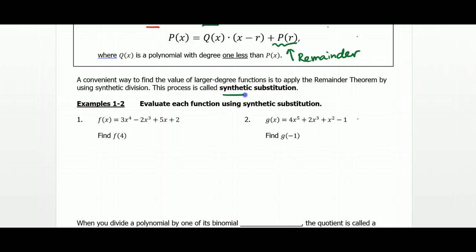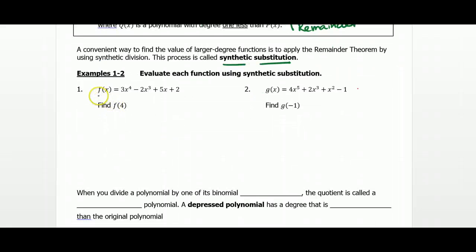It's called synthetic substitution to evaluate each of these functions, rather than just plugging in the inputs and doing order of operations. Okay, so let me show you how this works. We all know, hopefully, that if I gave you the function f of x here and asked you to find f of 4, one way you could do that is just by plugging in a 4 for x everywhere and doing order of operations. Another way is, of course, using your calculator, but let's say I don't have my calculator with me. What would be a quick way of figuring out what f of 4 is without necessarily having to plug in and do all of my order of operations?